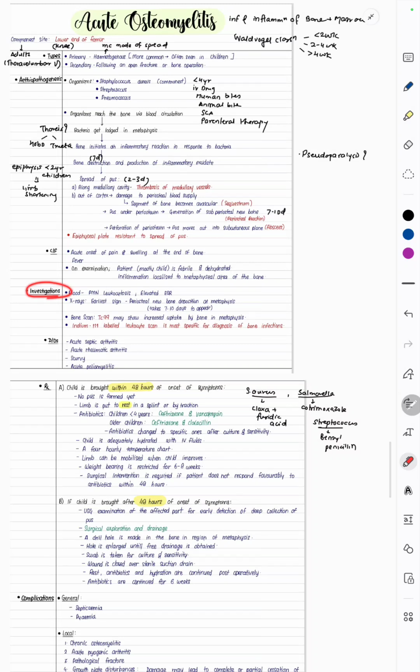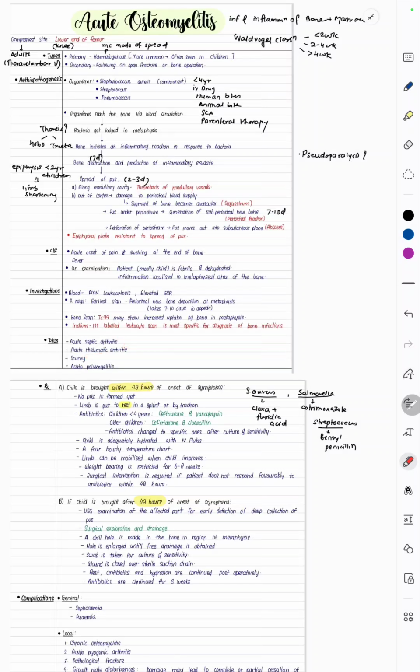In investigations, the polymorph level will be increased, along with a raised ESR. On the X-ray, the earliest sign is the periosteal reaction, that is found by 7 to 10 days. On the bone scan, technetium 99 may show increased uptake by bone and neutrophils. Indium 111 labeled leukocyte scan is more specific for the diagnosis of bone infections. The differential diagnosis: acute septic arthritis, acute rheumatic arthritis, and scurvy.